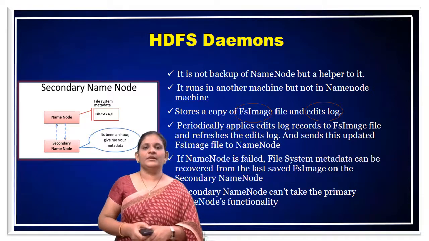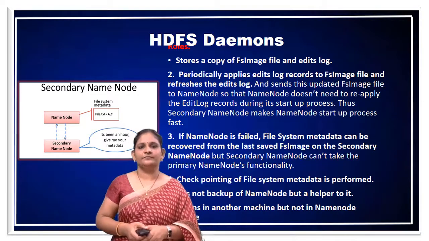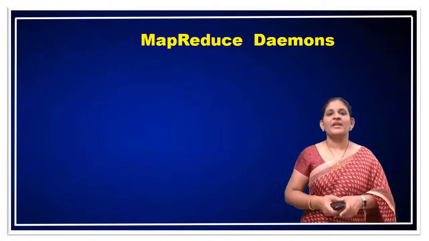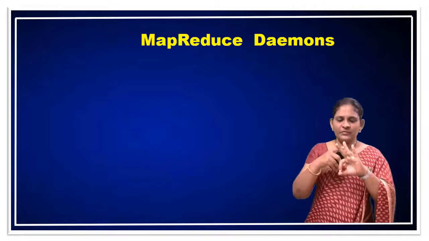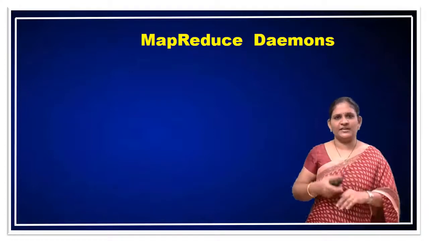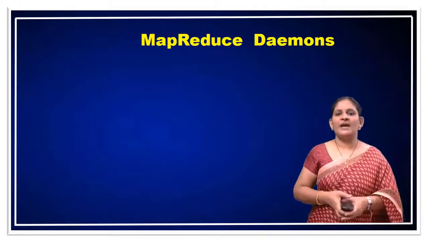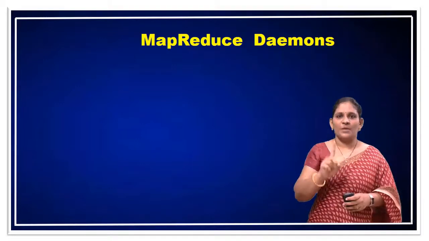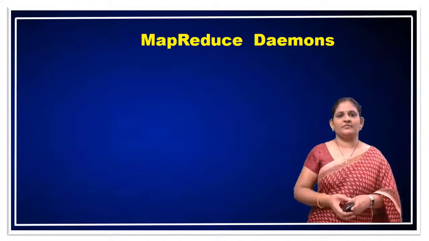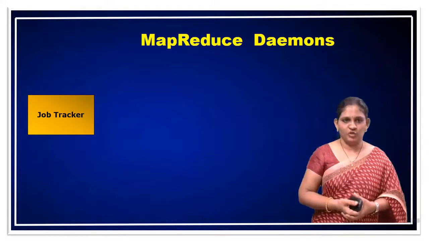Okay, fine. So the next one is, we have done with the HDFS daemons. HDFS daemons are 3: NameNode, data node, secondary NameNode. Now the MapReduce daemons. MapReduce daemons are 2. What are those 2, students? One is job tracker, another one is task tracker. Okay, so let's start with the job tracker.